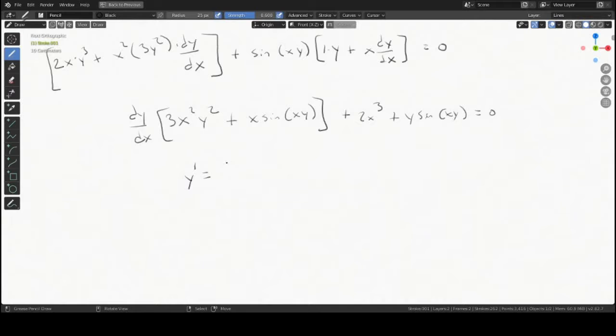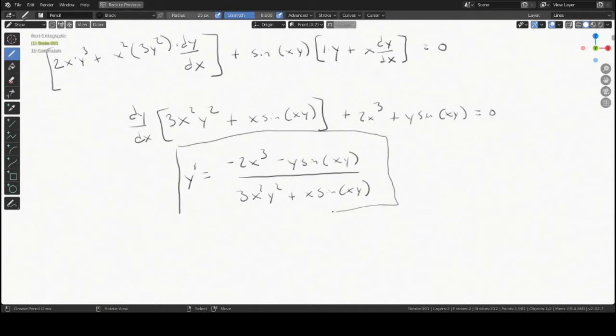Okay, so what that'll do is that'll give us that y prime is equal to, putting this on the other side, negative 2x y cubed minus y sine of xy, and we can divide that by this whole thing, which is 3x squared y squared plus x sine of xy. Okay, and that's our answer. So that's implicit differentiation for you. Basically, you're just taking the derivatives of each term in the equation, so taking the derivative of both sides of your equation.